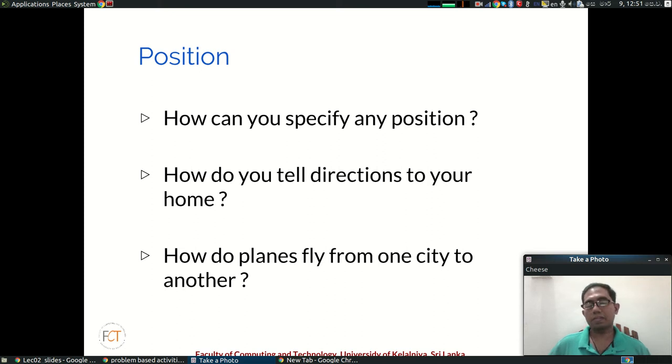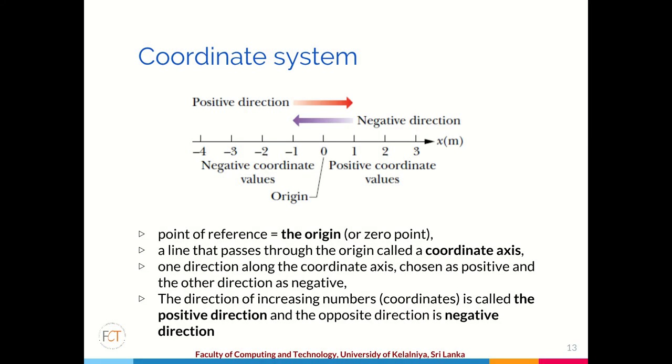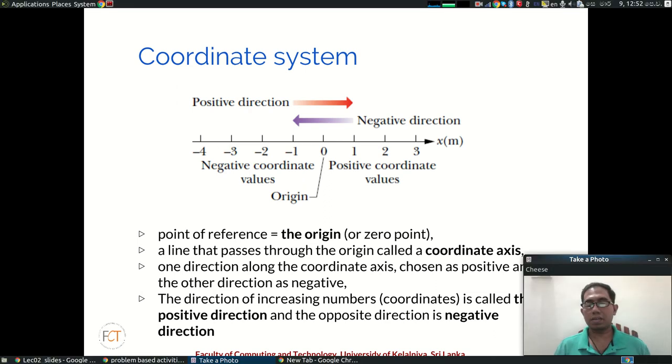And one of the things that they use to do this is vectors. So what are vectors? If you have this coordinate system, then you have a point of reference, we call the origin, and a line passing through that origin we call a coordinate axis. Any of the axes that you draw, the single lines, it's so standard: you draw a line and put a zero in there, and that's an axis, and we say that's X if it is horizontal, and if it is vertical, it's Y.